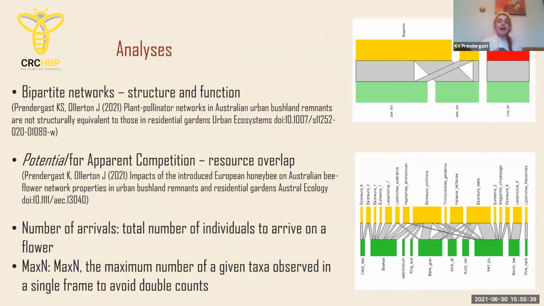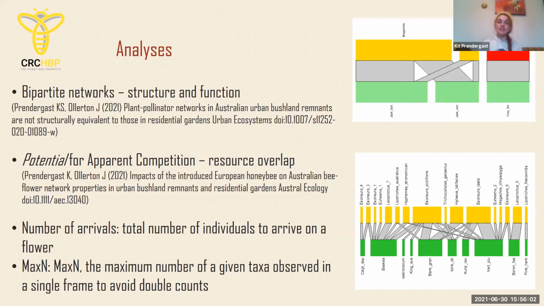Now, for the analyses, I looked at bipartite networks, which looks at patterns of interactions between plants and their visitors. And this can reveal a lot about the structure and function of ecological networks. You can look at how robust they are to extinction, how connected they are, how many interactions there are, and the shared interactions between species.